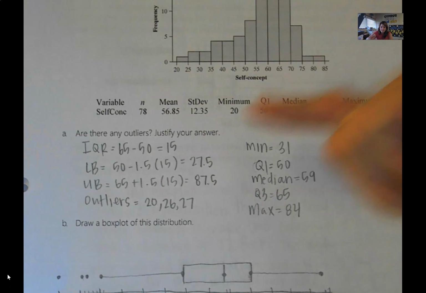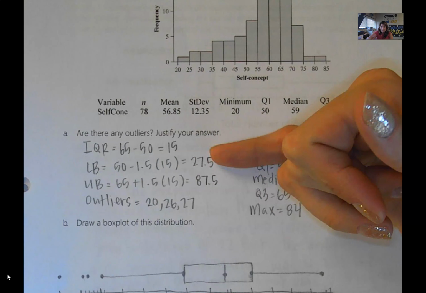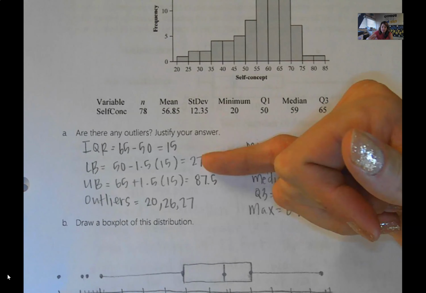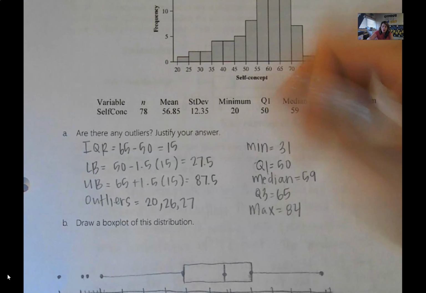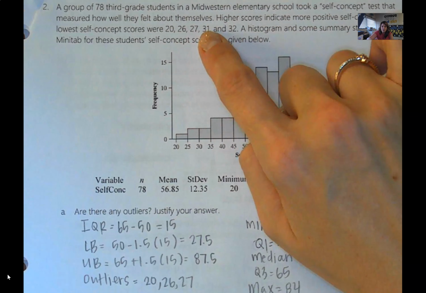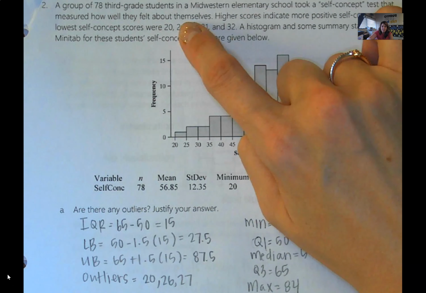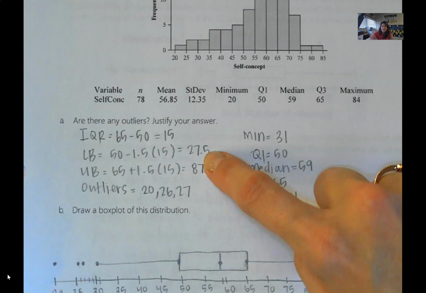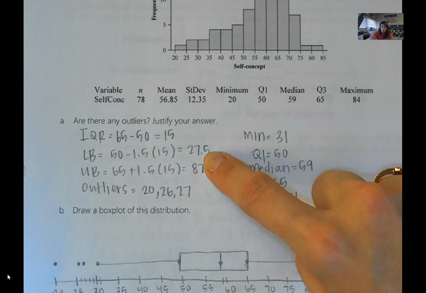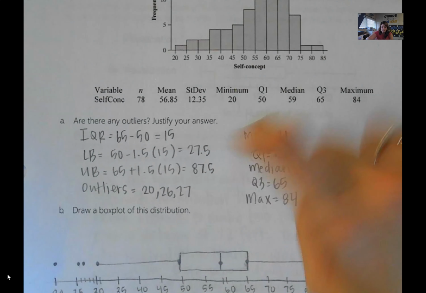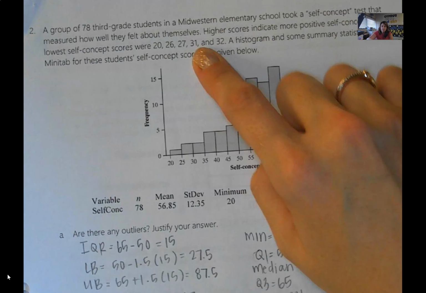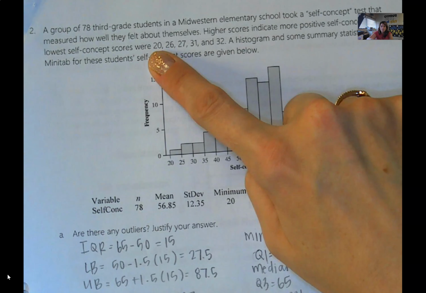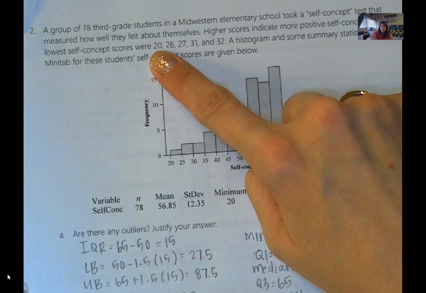So I am getting yes. The lower bound is a score of 27.5. So I know from my scores right here that 27, 26, and 20 are outliers then. Anything less than 27.5 is going to be an outlier on the lower end. And luckily they told me up here the lowest self-concept scores. So now I know these 3, 27, 26, and 20 are outliers.